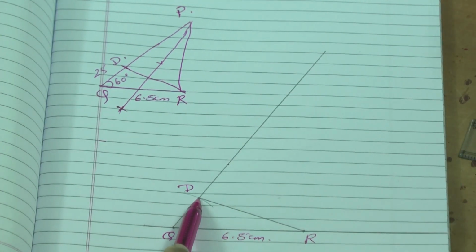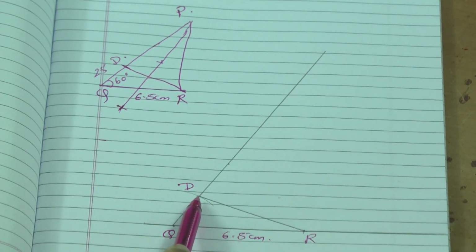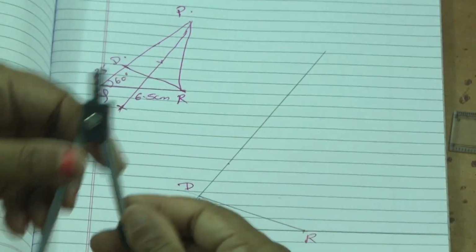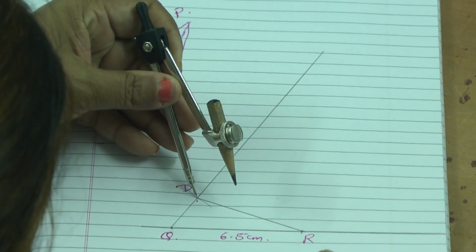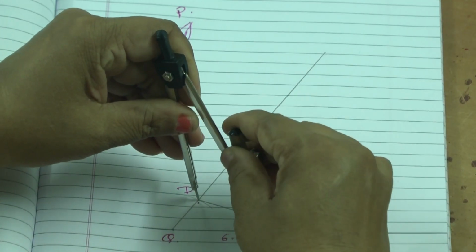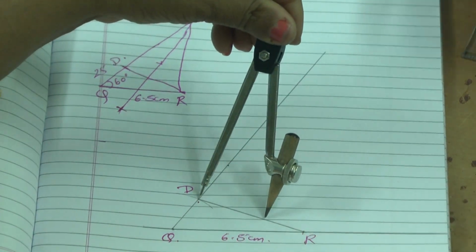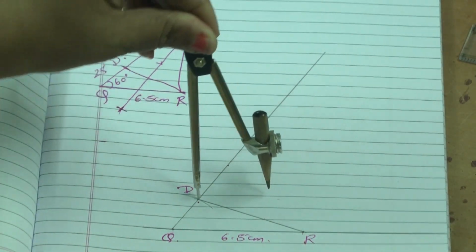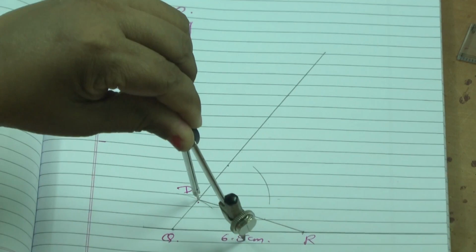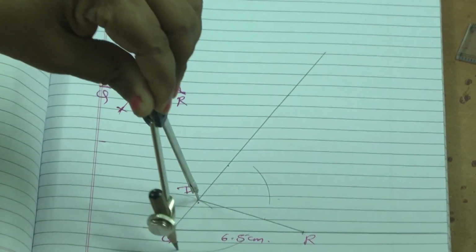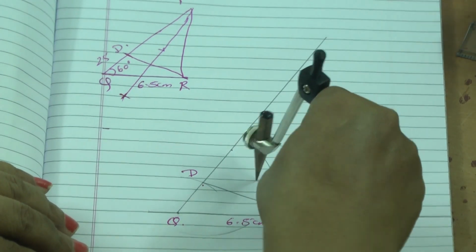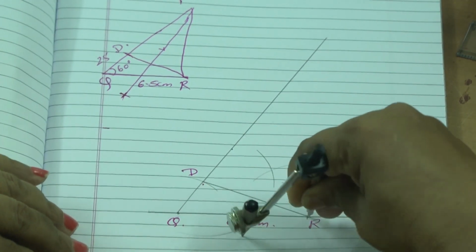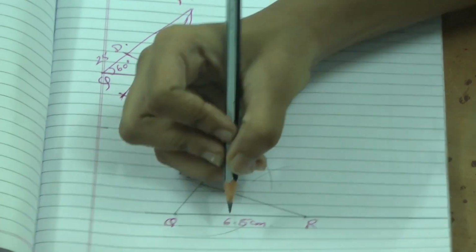Now we are supposed to draw perpendicular bisector of DR. So take the compass, keep at the D, and it should be more than half, children. You can see very clearly here. More than half. Give an arc here and give an arc below, other side of the line DR. Take the compass, give an arc here, give an arc here. Join these two intersecting arcs.